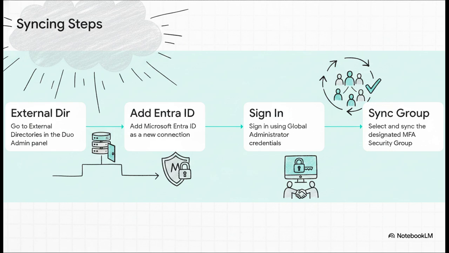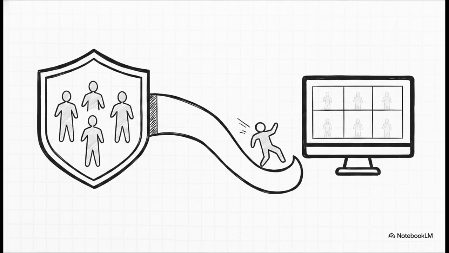Inside your Duo admin panel, you just navigate over to External Directories. You select Add Microsoft Entra ID as your new connection. It'll then prompt you to sign in using your Microsoft Global Administrator credentials, which establishes the secure handshake. And finally, you just select that MFA security group we set up earlier and hit Sync. That's it.